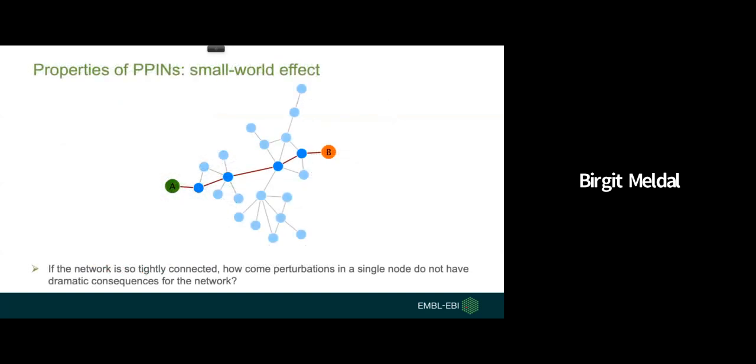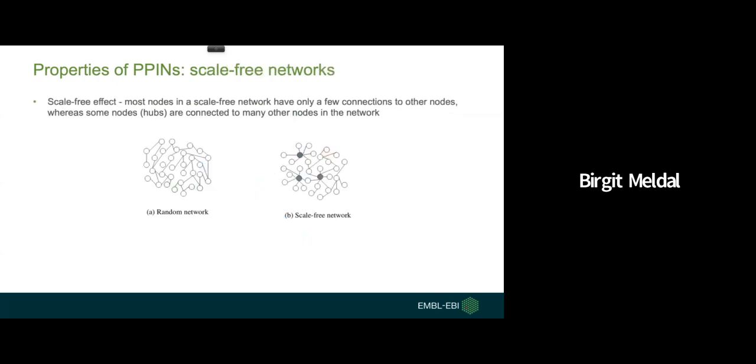So if these networks are so tightly connected, based on the characteristic of the small world, how come that perturbations in a single node don't have dramatic consequences for the network? And that's because of the second characteristic, its scale-free character. Here, most nodes in the scale-free network have only a few connections to other nodes. So these are the white nodes in the diagram on the right, whilst a few hubs or nodes, the gray ones on the right, are connected to many other nodes in the network.